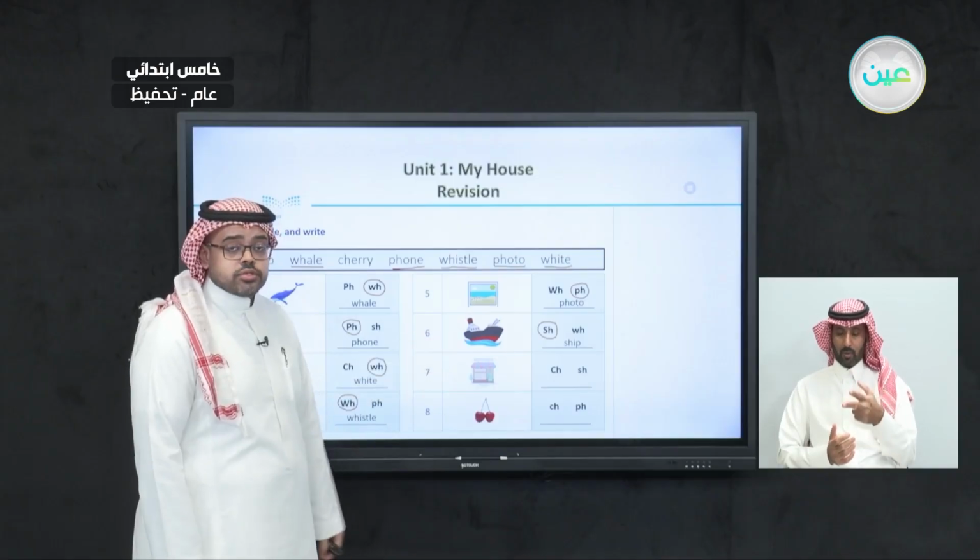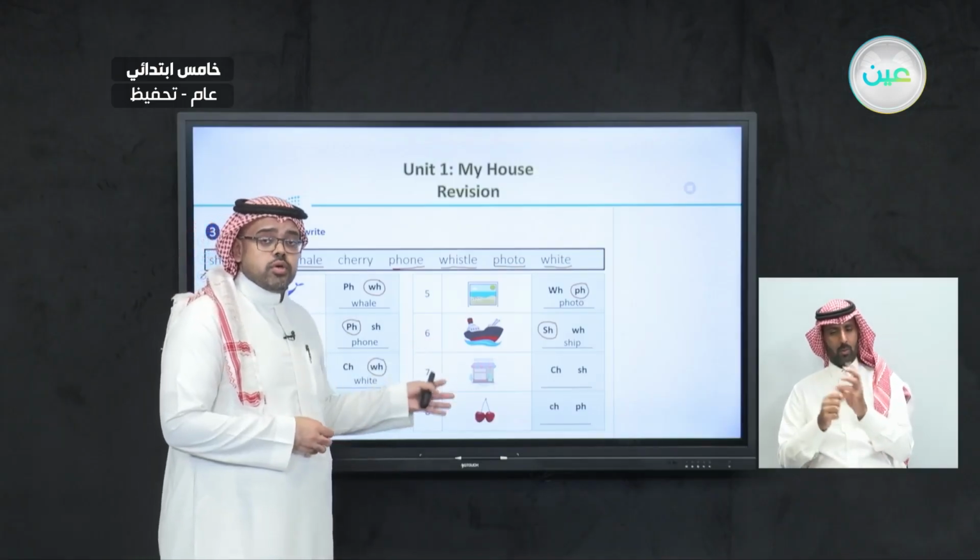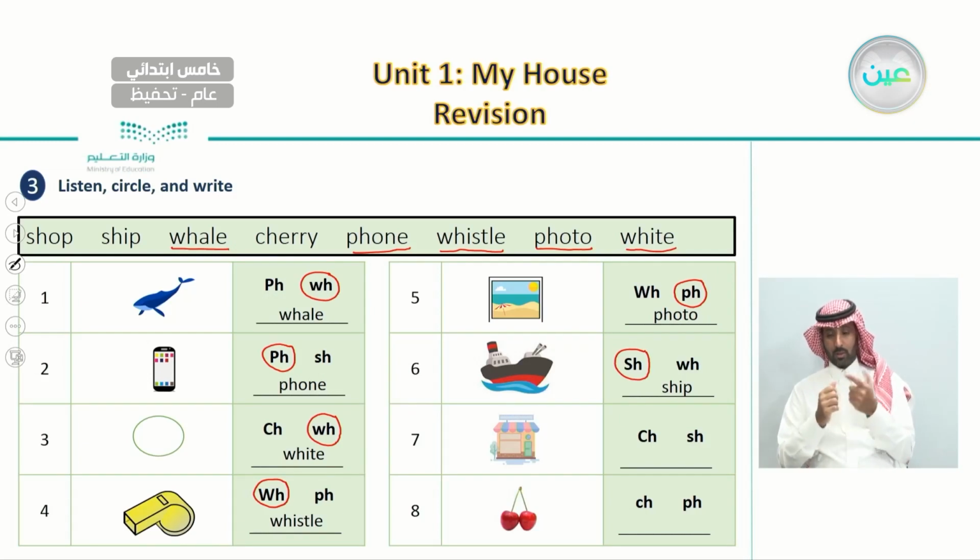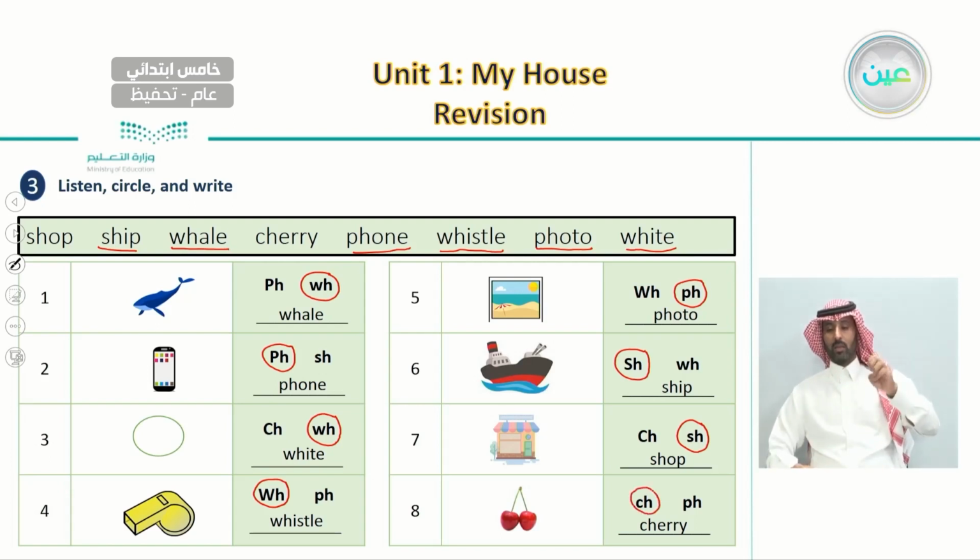Now let us move on to number 7. Have a look at the picture of number 7 and tell me, what do we call it? So here we finished with ship. Now we have two words remaining, shop and cherry. It is a picture of a shop. So here we write shop and we circle the first two letters that the word shop starts with. This will leave us with the last word, which is cherry. And cherry starts with C and H.